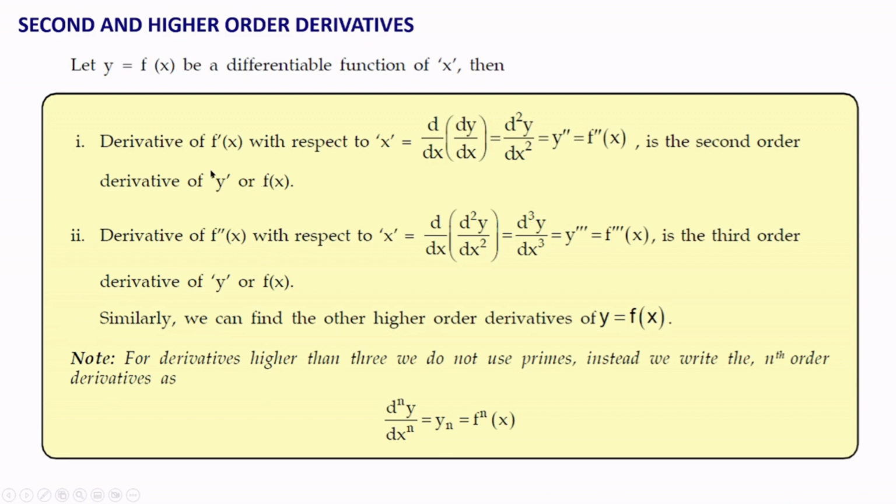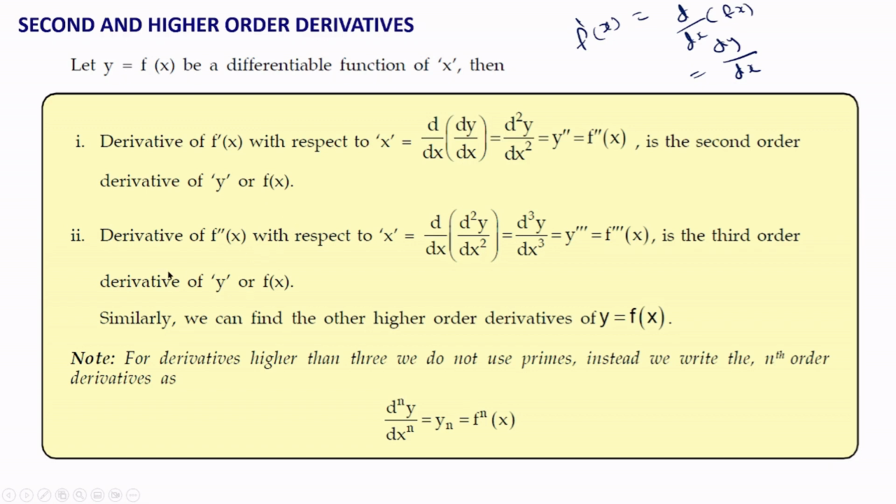Next we have second and higher order derivatives. So let f of x be a differentiable function of x, then the derivative of f prime of x with respect to x is given by d by dx of dy by dx. That is, f prime of x is nothing but the derivative of f of x, or it is dy by dx. So d by dx of dy by dx is given by d square y by dx square equal to y double prime or f double prime of x. It is called the second order derivative of y or f of x.